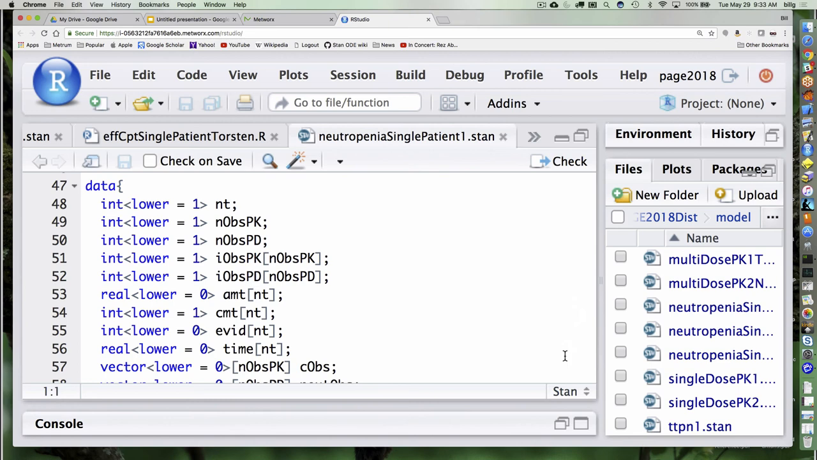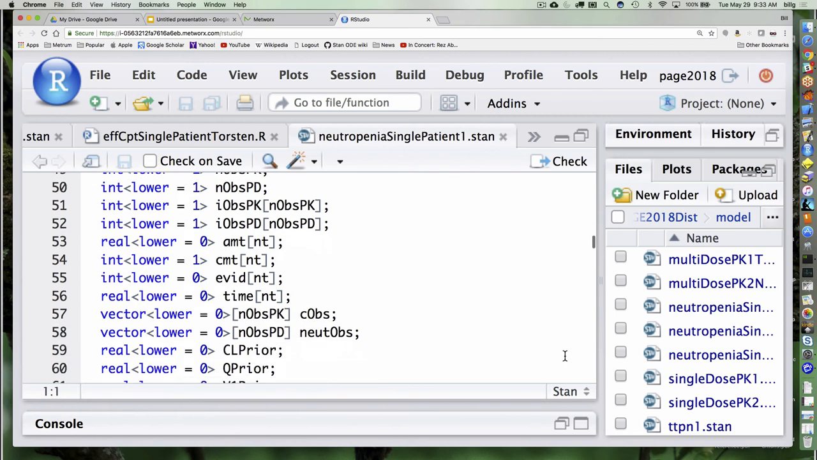Not a lot new here. There's a little bit more bookkeeping because the sampling times for the PK data and the sampling times for the PD data were different. I've got a total number of events here, and the subset that contains PK observations and the subset that includes PD are different. So I have an NOBS PK and an NOBS PD and a corresponding IOBS component for each of those to deal with that bookkeeping.